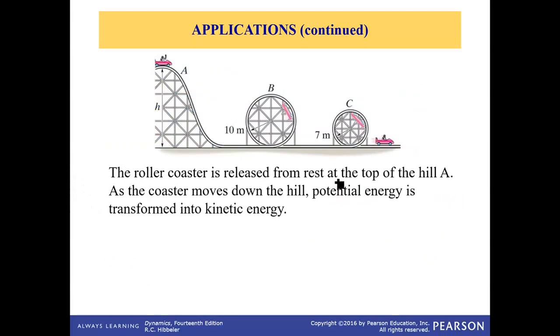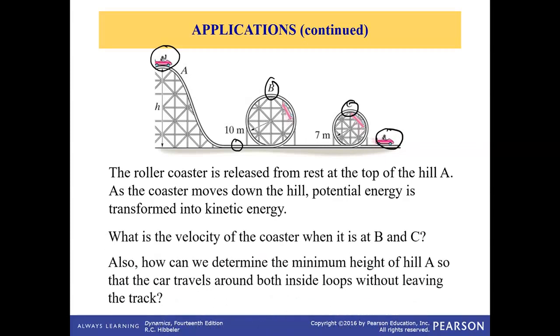The roller coaster is released from rest at the top of the hill A. As the coaster moves down the hill, potential energy is transferred into kinetic energy. So here, all it has is potential energy. When it comes here, all it has is kinetic energy. At this point, it is some potential plus kinetic. At this point also, it's some potential plus some kinetic. And finally, all kinetic energy. But the total energy, potential plus kinetic, is the same throughout this ride.